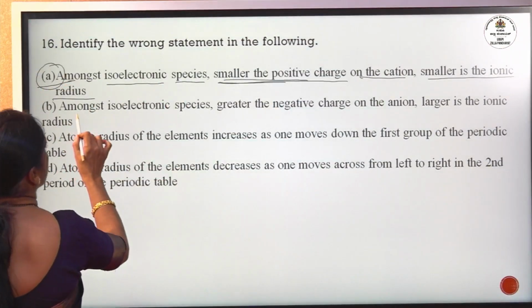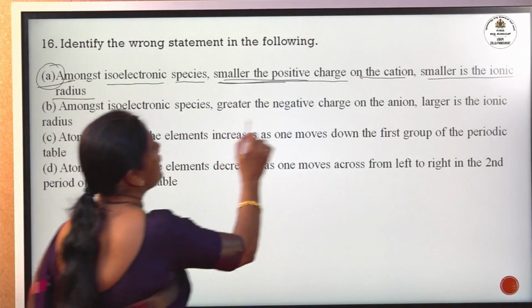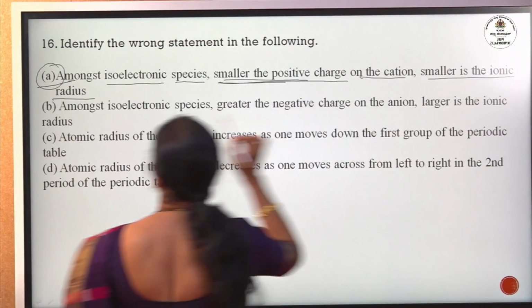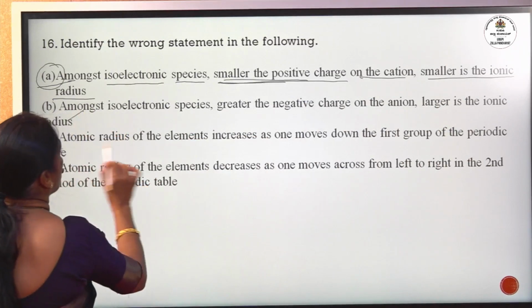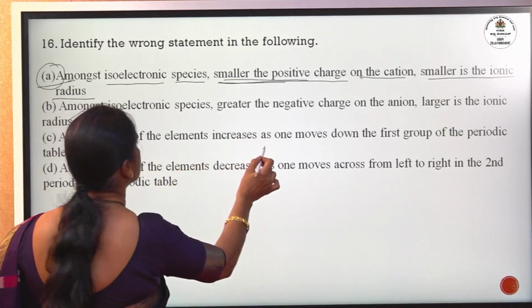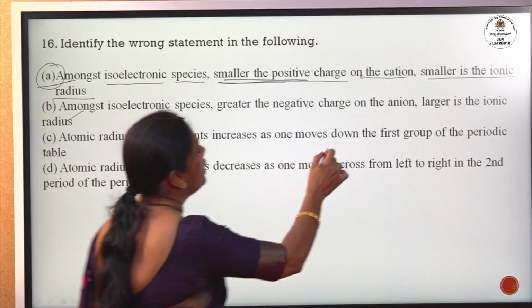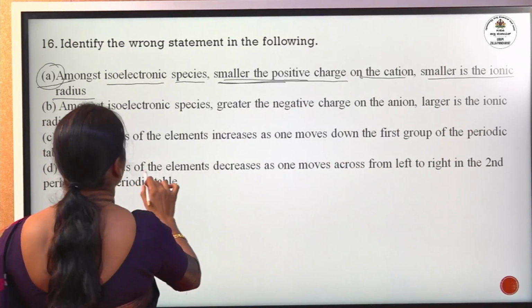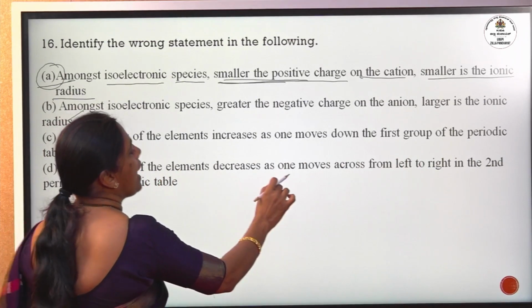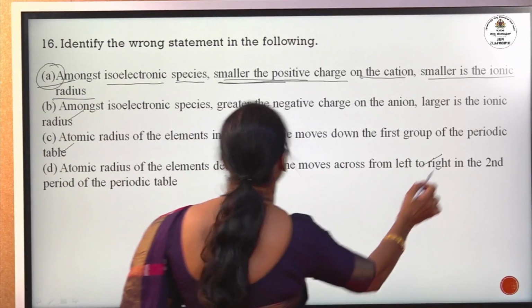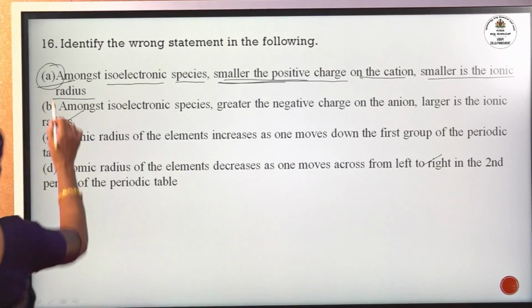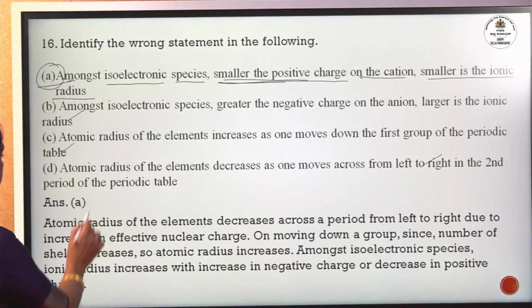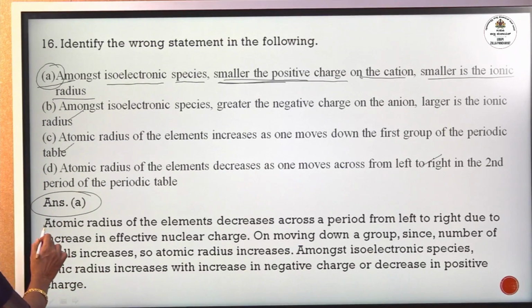Next one, among isoelectronic species, greater the negative charge on the anion, larger is the ionic radius. This is correct. Atomic radius of the element increases as we move down the group in the periodic table. This is also correct. Atomic radius of the element decreases as we move across left to right in the second period. This is also correct. So, option A is the correct answer.